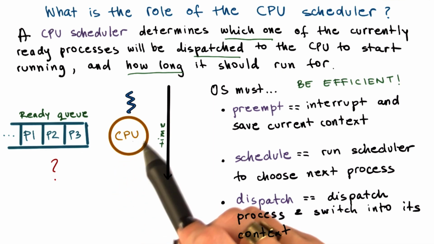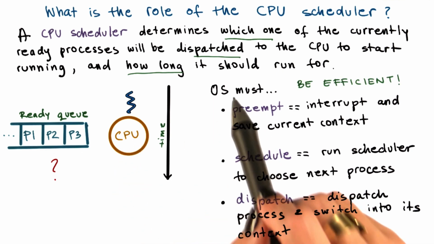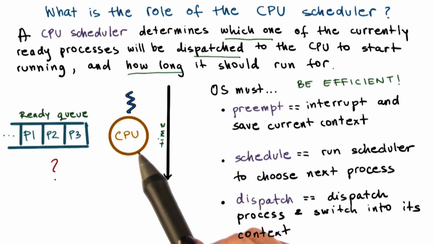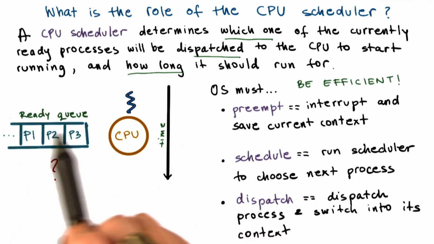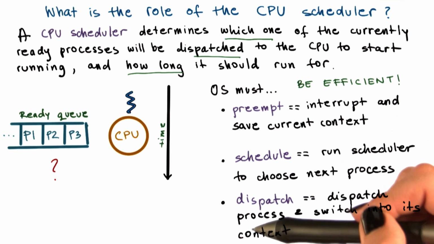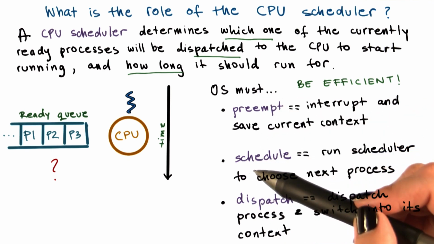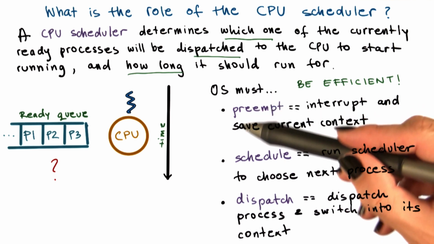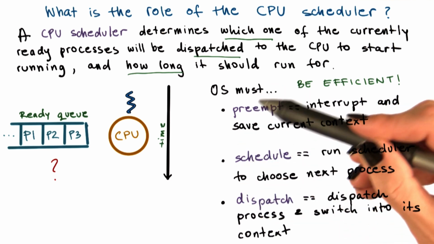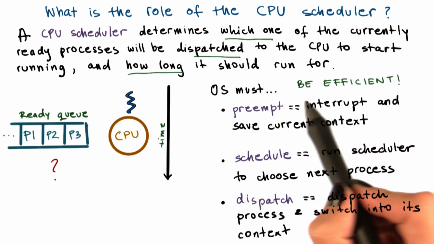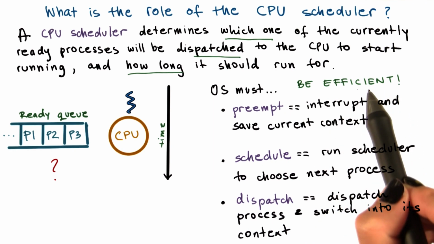Given that the CPU resources are precious, the operating system needs to make sure that CPU time is spent running processes and not executing scheduling algorithms and other operating system operations. So it should minimize the amount of time that it takes to perform these tasks. The operating system must be efficient in that respect.